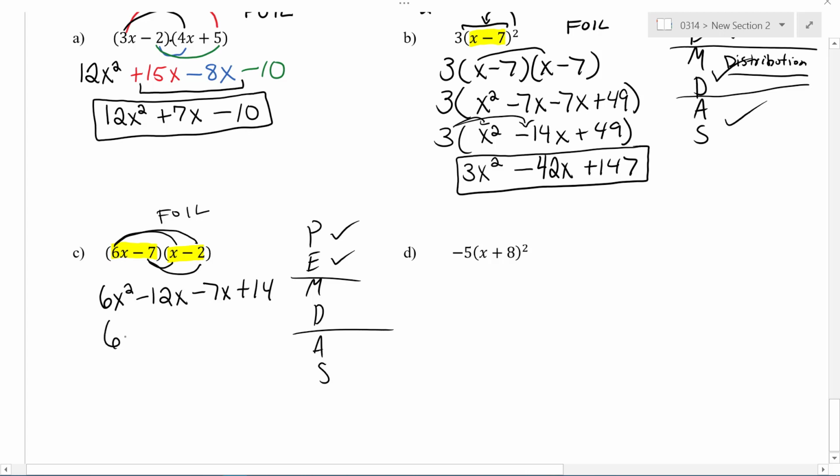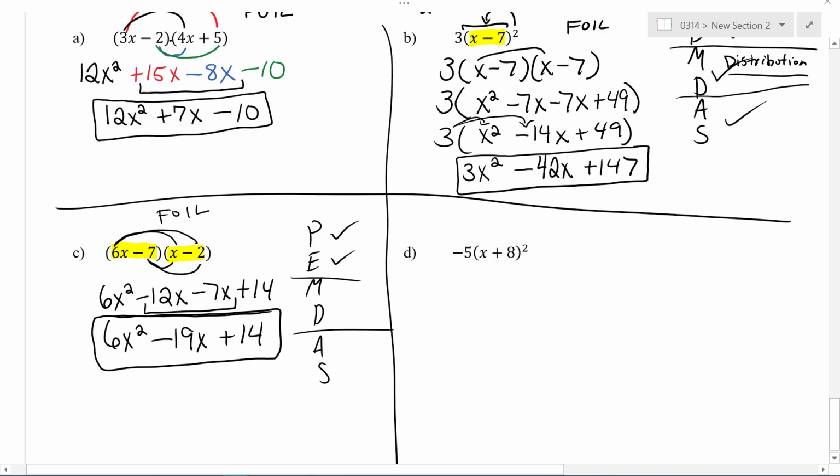Combine like terms, 6x squared. The only 2 like terms I have are the negative 12x and the negative 7x. That gives me a negative 19x, and the 14 is also not a like term to anything else. So it comes down to be part of our final answer. Now once again, negative 12, negative 7, if you do not know what that is, you are welcome to pull out your calculator or use Desmos. It's better to do it in calculator, get it right, than to guess and get it wrong. So make sure that you're practicing with those calculations.